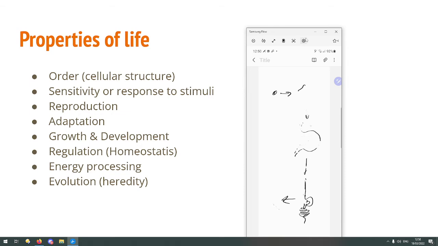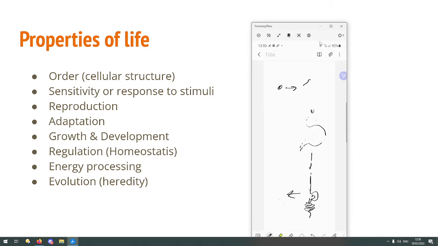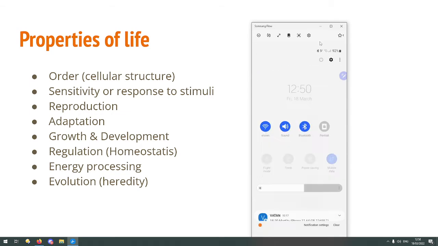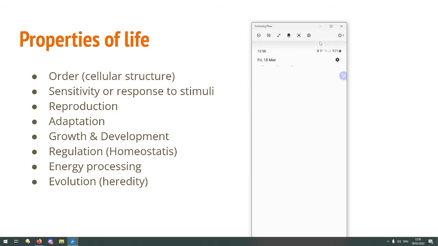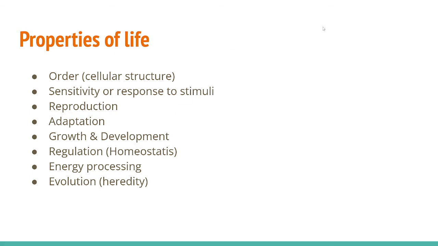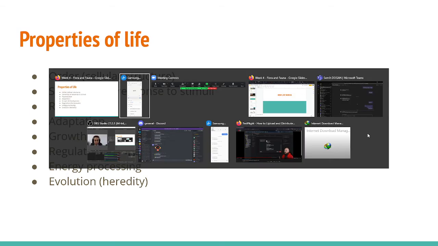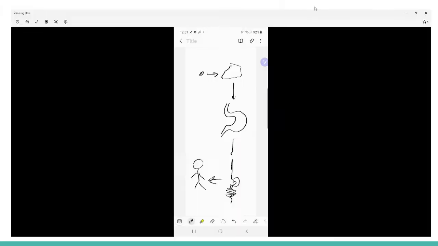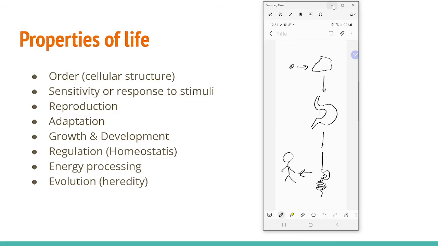Is it because I have a very bad connection? Sorry. You cannot see what I'm drawing at all. Let me just connect to a better, stable thing. Okay, now it transmits better. No, I don't want to do it full screen.